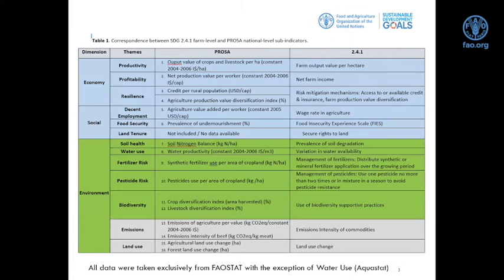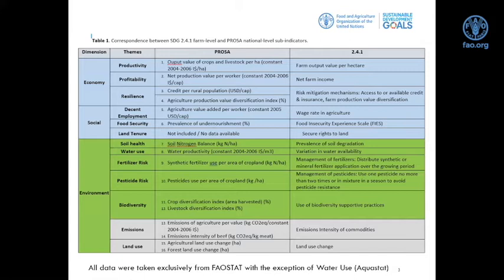Okay, so this is the list of the 16 sub-indicators that we look at in the PROSA report. I won't go through every single one of them, but as I mentioned, they come exclusively from FAOSTAT, with the exception of water use, which comes from AquaStat, which is another dissemination platform for water used in agriculture within FAO.